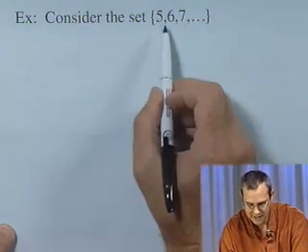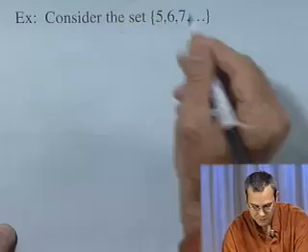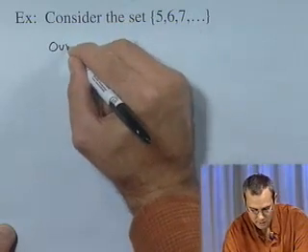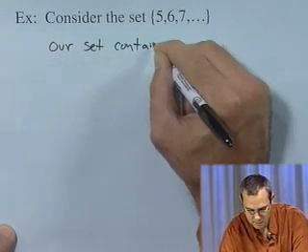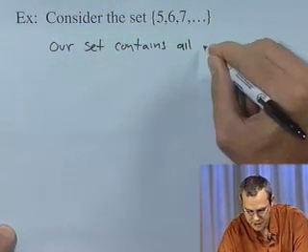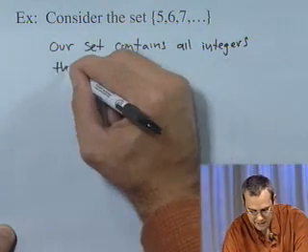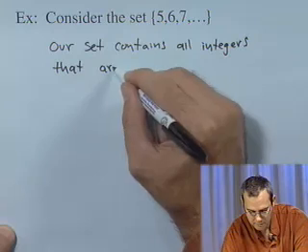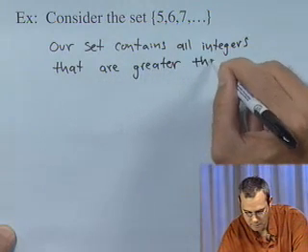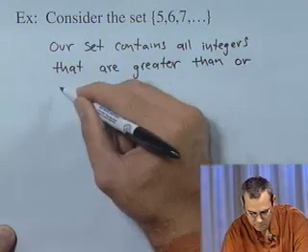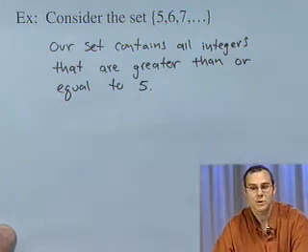Notice my set contains the element 5 and all integers bigger than 5. So let's write that down. Our set contains all integers that are greater than or equal to 5. Okay? So that's what our set contains.